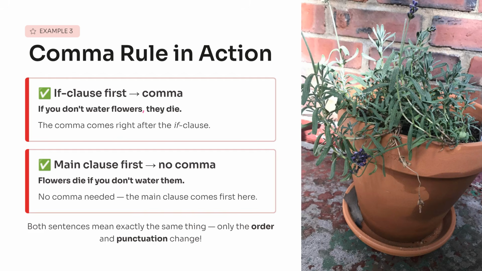Here is example 3, showing the comma rule in action. Placing the if clause first, we add a comma and say, if you don't water flowers, they die. Placing the main clause first, we use no comma and say, flowers die if you don't water them. Both sentences mean the exact same thing, so only the word order and punctuation change.